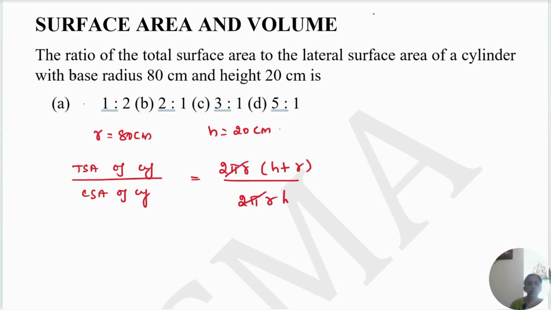So you can cancel the common terms. So h plus r divided by h. Now you can substitute your values. So 20 plus 8 divided by 20. So 100 divided by 20. So 5 divided by 1. So the answer is 5:1.